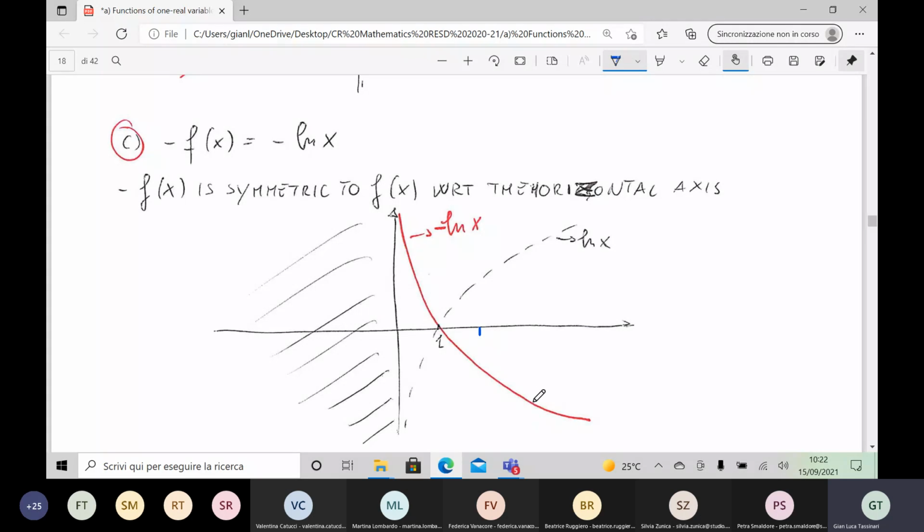So, in other terms, the relationship between f of x and minus f of x is the following. The graph of minus f of x is the symmetric of f of x with respect to the horizontal axis. And so I can plot it.